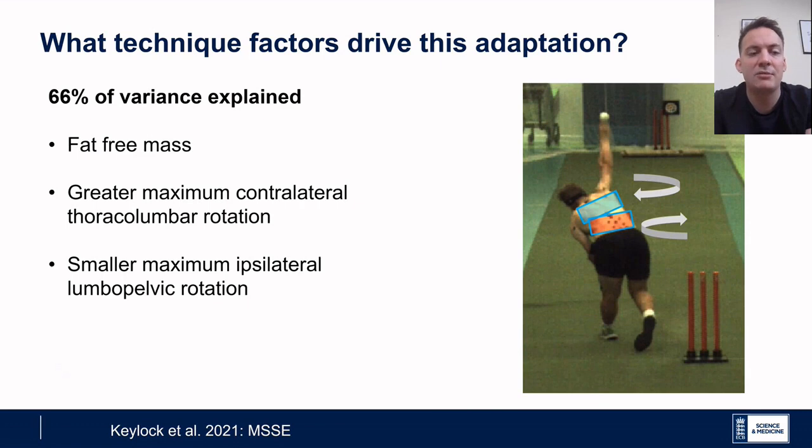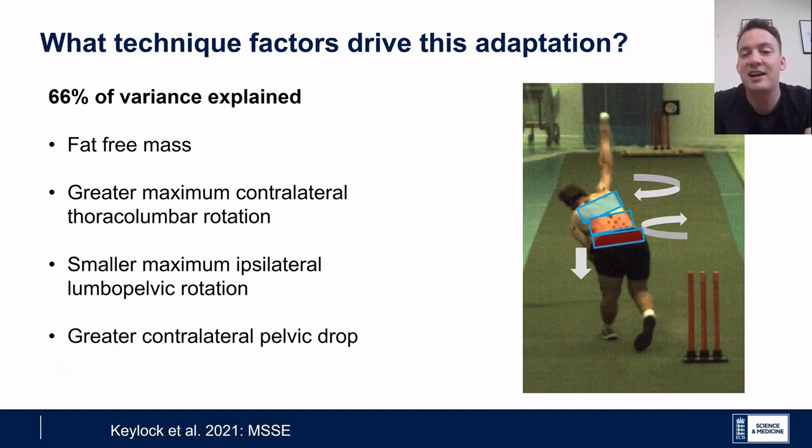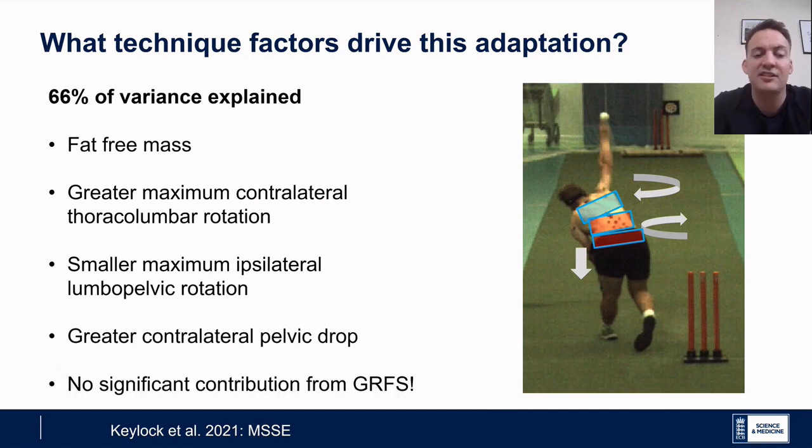And then we find a combination of contralateral thoracic spine rotation with less ipsilateral lumbar pelvic rotation, coupled with greater contralateral pelvic drop. These three factors likely interact together to put a huge torsional load on the spine, which then drives the high asymmetric adaptation seen in fast bowlers. Interestingly, despite being up to 11 times an individual's body weight, we found that there was no significant contribution from ground reaction forces, which suggests that muscle forces alone likely put the greatest strain upon the lumbar spine, and they really drive this unique adaptation.